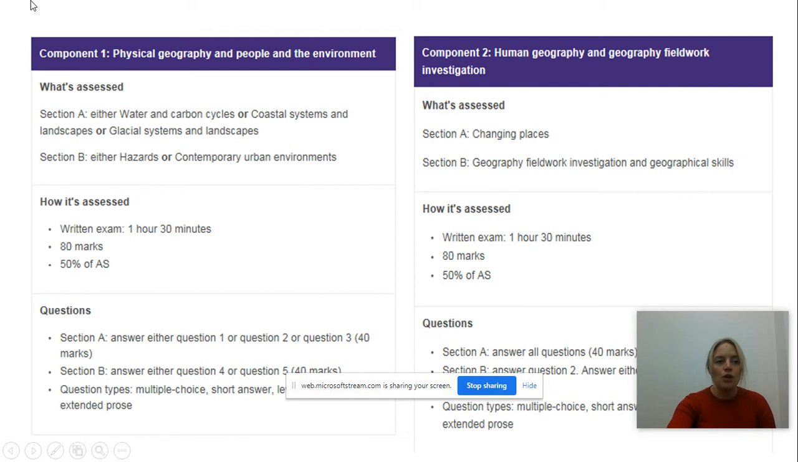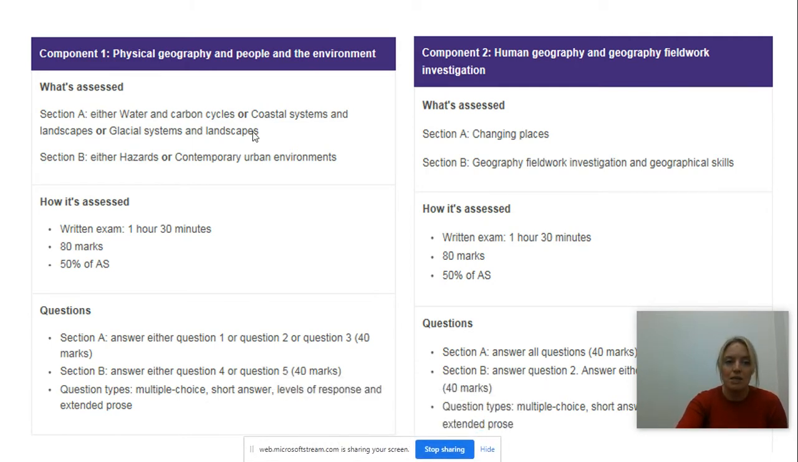Okay, so now we know what's different in terms of skills and requirements. We're going to have a think about how you're actually assessed. In AS geography, you have two exams. Your first exam is a physical exam where you'll be tested on coasts and hazards. And your second exam is human geography and fieldwork, where you are assessed on changing places and fieldwork.